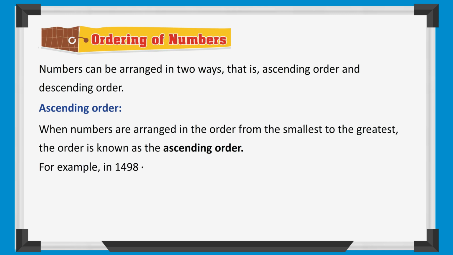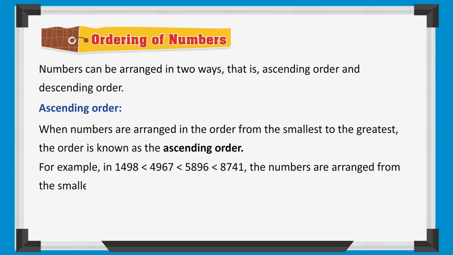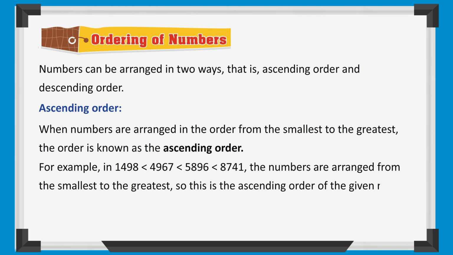1498 less than 4967 less than 5896 less than 8741, the numbers are arranged from the smallest to the greatest. So this is the ascending order of the given numbers. This is also called the increasing order of numbers.